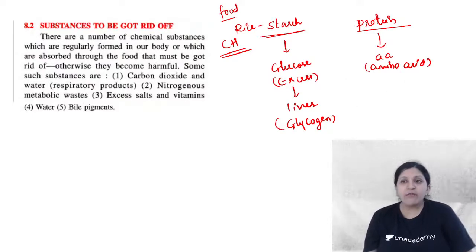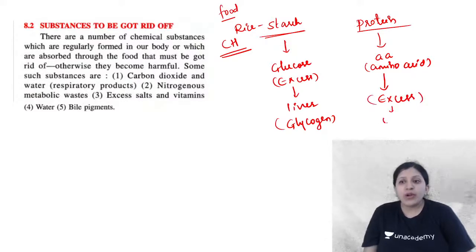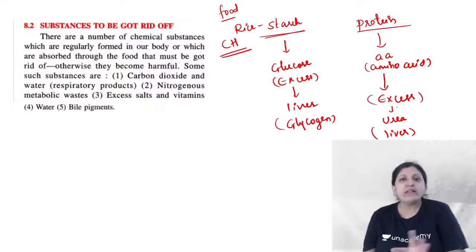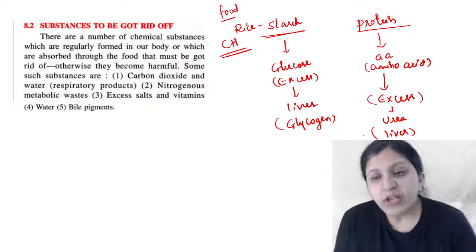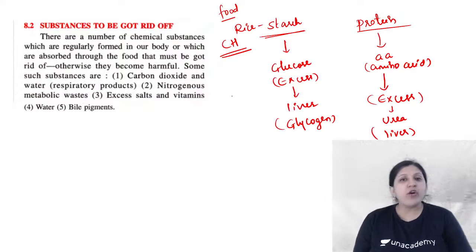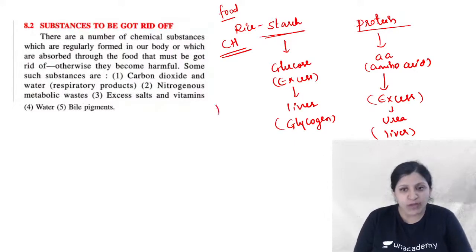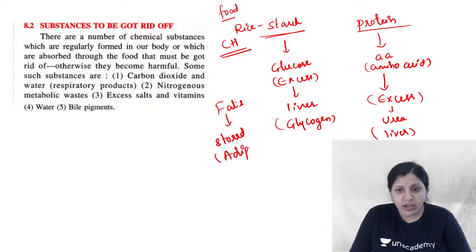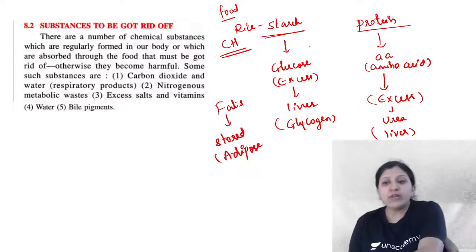So what can be done is, this amino acid, or this excess amount of protein, will be converted into urea in the liver again. So urea formation will occur, and then it will be removed out of the body. This is for the protein. Now if we are talking about fats, fats will be stored by the body in the adipose tissue.